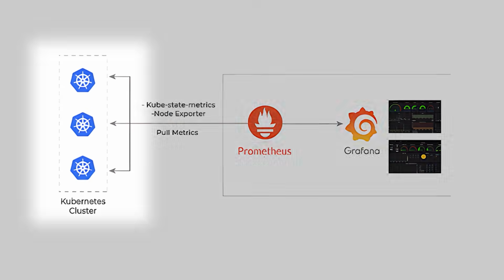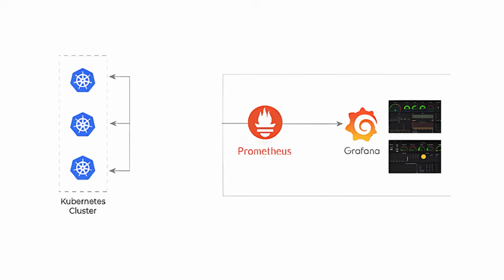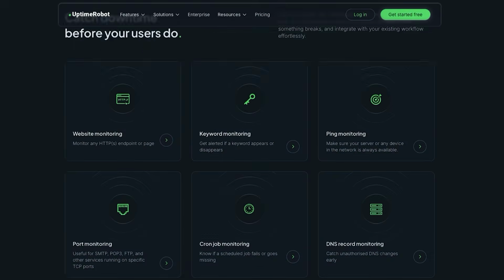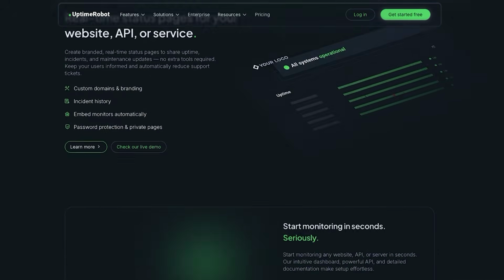That's basically what's happening inside your cluster. But here's the thing. If your cluster goes down, your Grafana dashboard goes down with it. So you need something watching from outside. That's where UptimeRobot comes in. And it is what most enterprise apps are leveraging today.